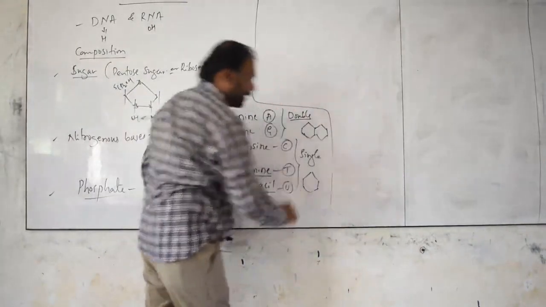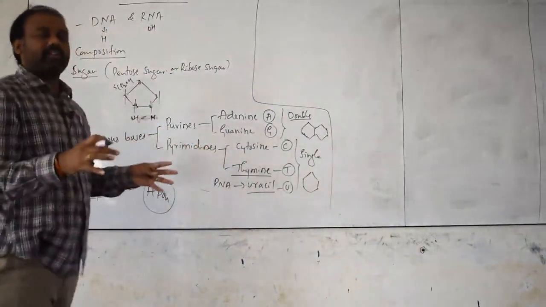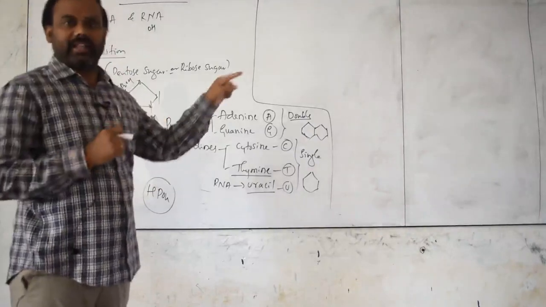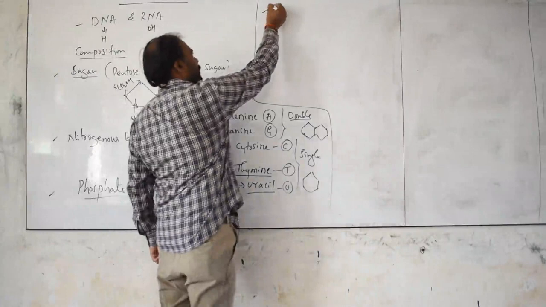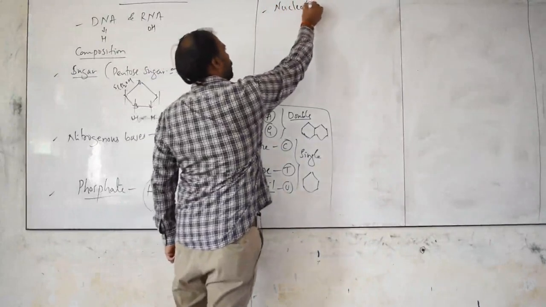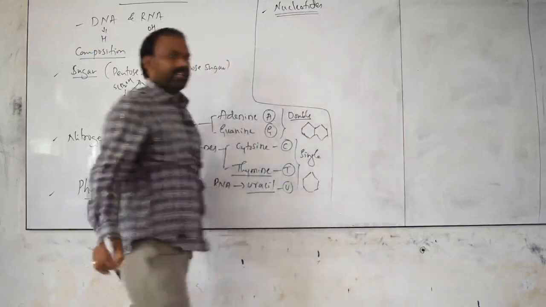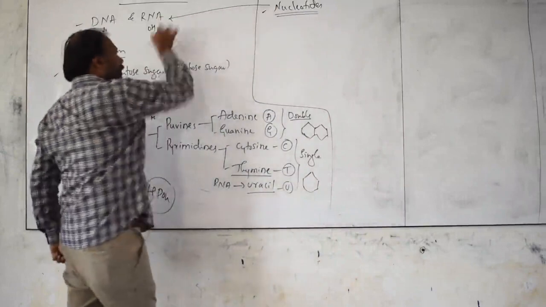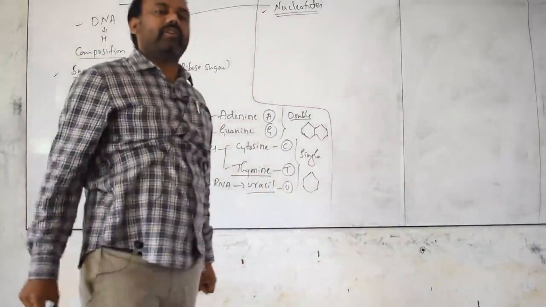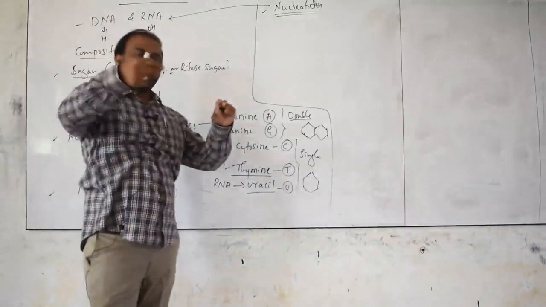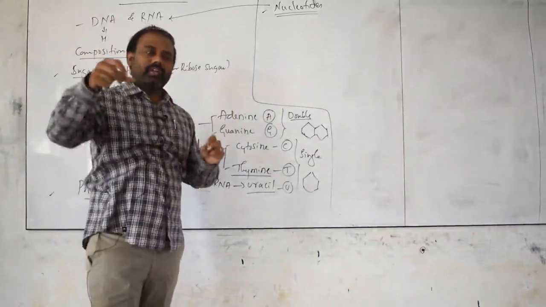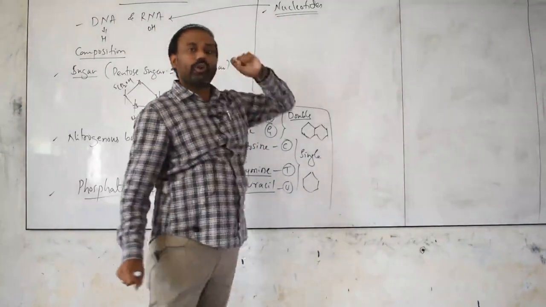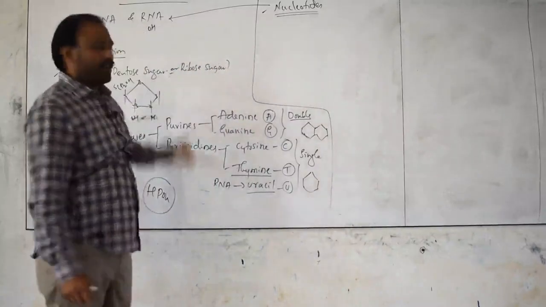By understanding all this, when you take a DNA or nucleic acid, how these three are arranged, in what fashion, can be discussed in today's class. First is nucleotides. What is DNA or RNA? Very simple: a long chain of nucleotides. I told you yesterday, a long chain of amino acids is called protein, and a long chain of fatty acids is called lipid. Likewise, a long chain of nucleotides is called DNA or RNA.